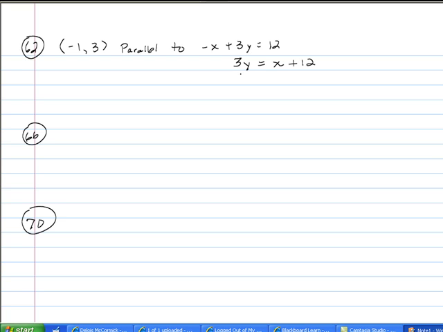So y minus y sub 1 equals m times x minus x sub 1 would become a plus 1. Y minus 3 equals 1/3 x plus 1/3. Y equals 1/3 x, 9/3, plus 10/3.